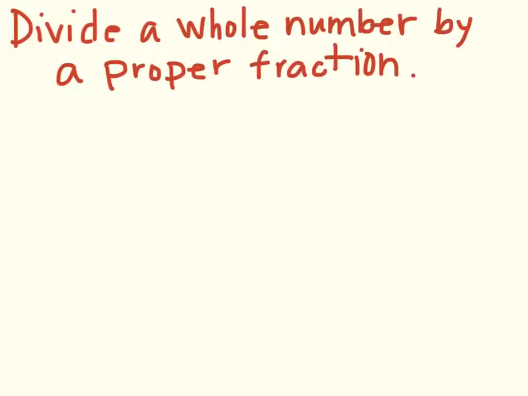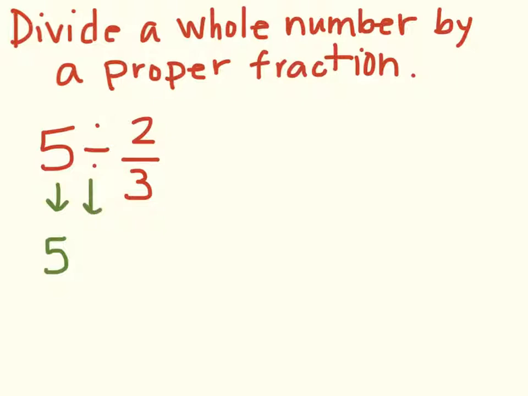Now let's learn to divide a whole number by a proper fraction. So we're going to take 5 divided by 2/3. What we're really asking is, how many 2/3 are in 5 wholes? Okay, so we're going to follow exactly the same steps as we did in our previous problems. We're going to drop down our 5. We're going to drop down our division sign, but change it into a multiplication sign, so that we can use the reciprocal, which in this case will be 3/2, to multiply and solve.